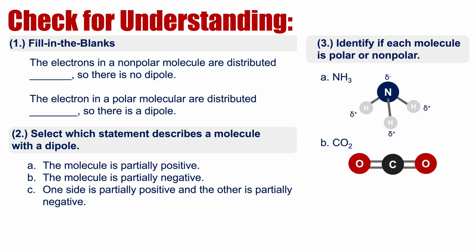All right, so you can go through and complete this check for understanding slide. The first one is fill in the blank. The electrons in a nonpolar molecule are distributed evenly, so there's no dipole. The electrons in a polar molecule are distributed unevenly, so there is a dipole. Select which statement best describes a molecule with a dipole. One side is partially positive and the other is partially negative. Identify if each molecule is polar or nonpolar. This first one is polar. I can see that because you have one end being partially negative and the other end being partially positive. Carbon dioxide, I don't see those two different ends, so it ends up being a nonpolar molecule.